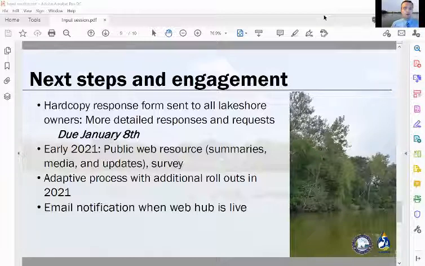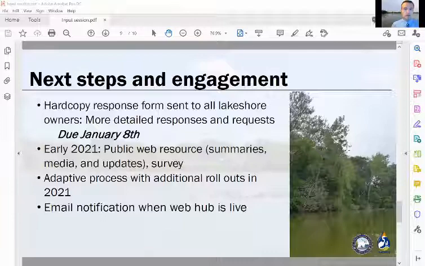Then in 2021, we will be moving forward with that web resource. Again, this is a kickoff meeting to the engagement phase of this process. And really wanted to thank everybody for your comments and for attending tonight. And that web resource in early 2021 will be up. We don't have an exact date yet, but sometime in early 2021, that will be kind of a one-stop shop for things like summaries, updates, and the survey will be there as well. And if we have your email address, we'll let you know when that web hub is live. And then as we move forward into 2021, this will be an adaptive process with additional rollouts and additional opportunities for input. And that is the next steps.